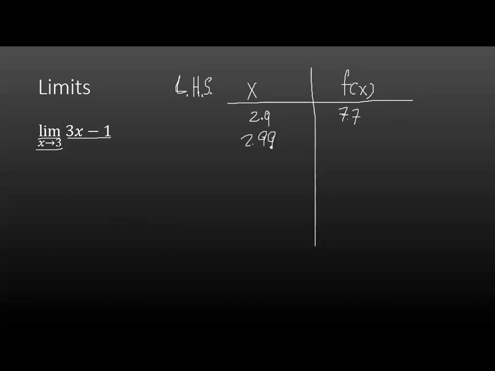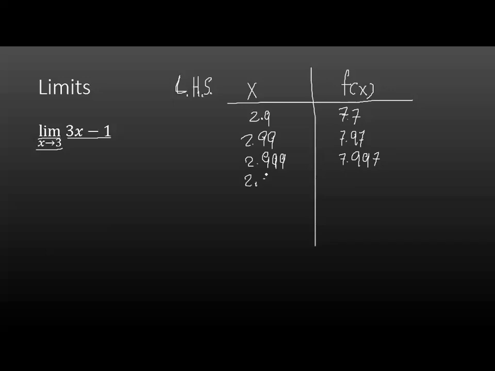2.99. Okay, so now what if we have 2.99? So 3 times 2.99 minus 1 will give you 7.97. All right, 7.97. Now let's get even closer. 2.999. We have 7.9997.